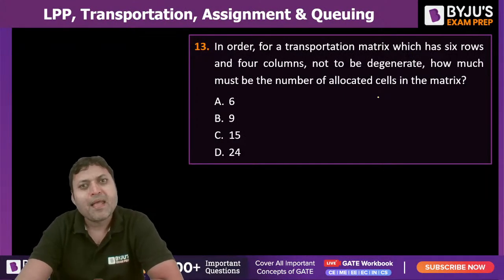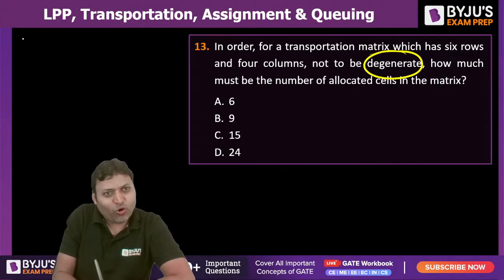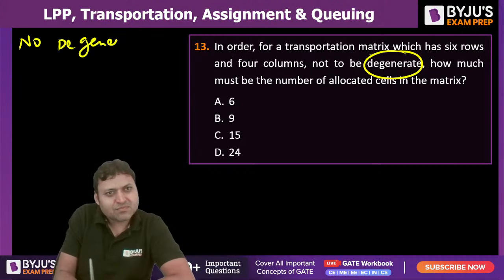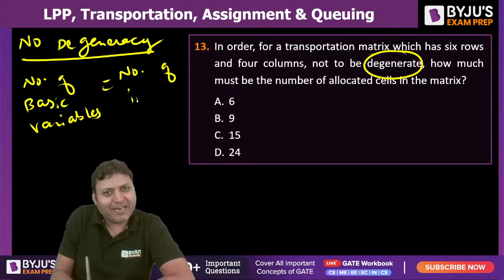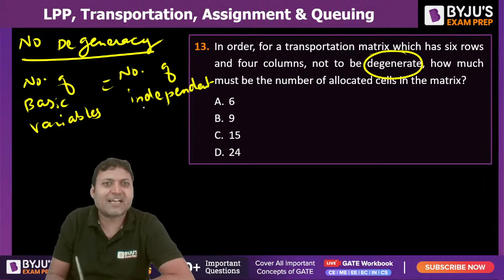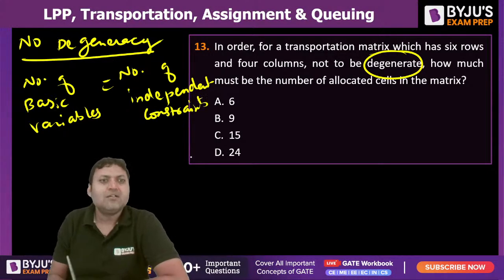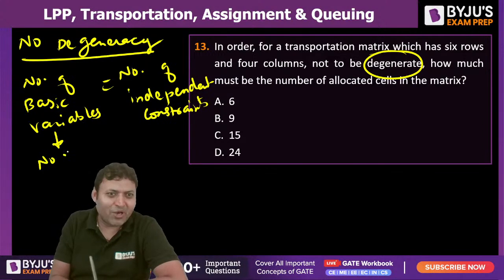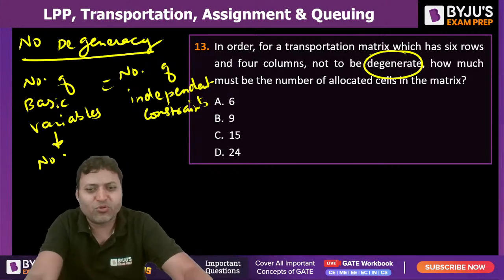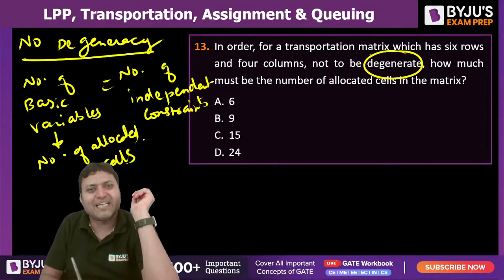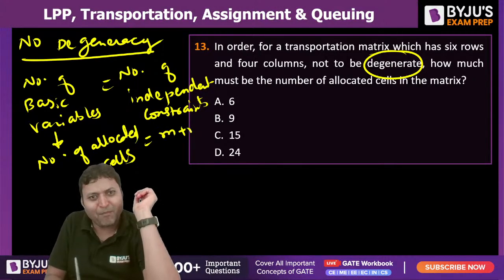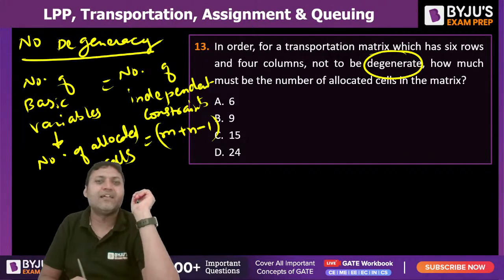Question number 13. In order for a transportation matrix which has 6 rows and 4 columns not to be degenerate. For no degeneracy, the number of basic variables should be equal to the number of independent constraints. That is the condition. What is the number of basic variables? In case of transportation, it is equal to the number of allocated cells. The number of allocated cells is equal to the number of independent constraints, which will be m plus n total constraints, and 1 is dependent. So m plus n minus 1.